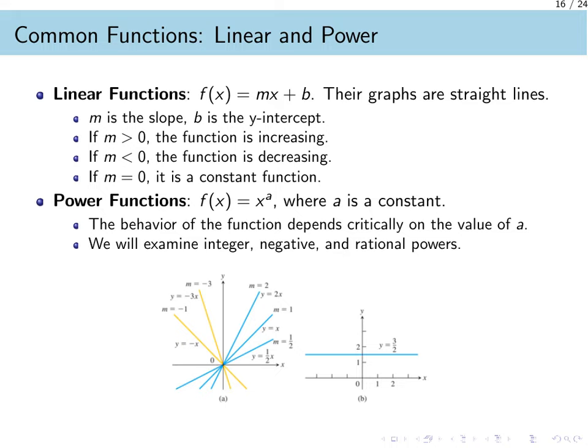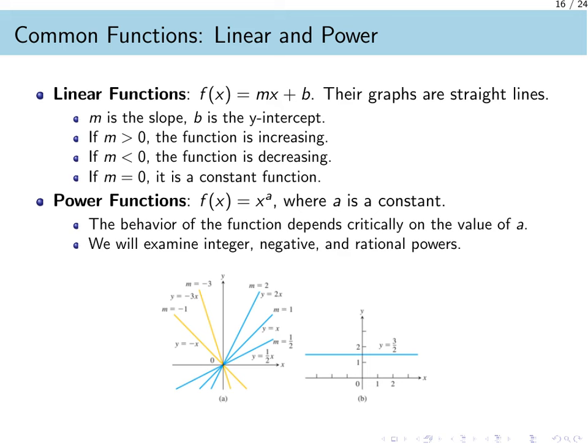The function's behavior is determined by its slope. If m is positive, the function is increasing. If m is negative, it is decreasing. And if m is 0, the line is horizontal, representing a constant function.